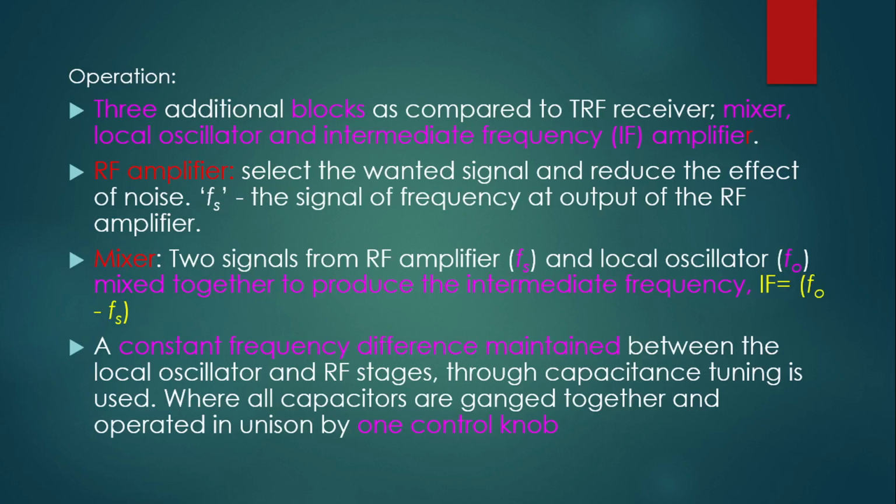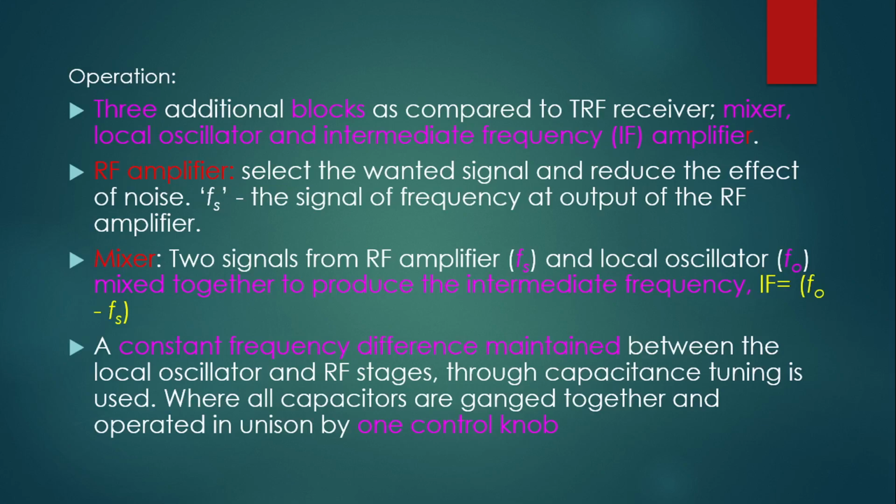These two signals of frequency Fs and Fo are mixed together to produce the intermediate frequency IF. Thus, IF is equal to Fo minus Fs, oscillator frequency minus signal frequency. It is a single lower frequency, known as IF or intermediate frequency.